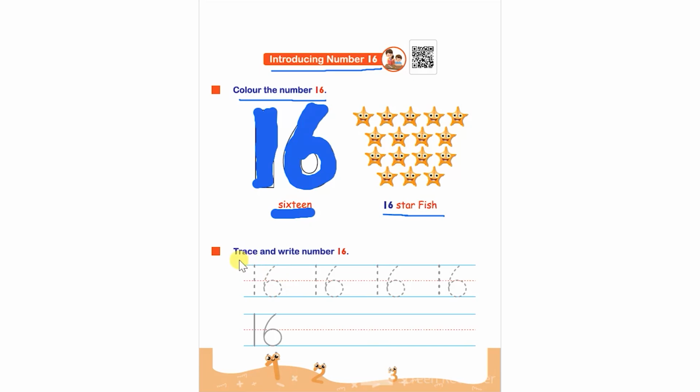After that, please emphasize them to look at the 16 starfish which are given over here. Post that, they have to trace and write number 16. So, over here, they will first of all trace the number 16, and after that, they have to write the number 16 on their own and complete the worksheet.